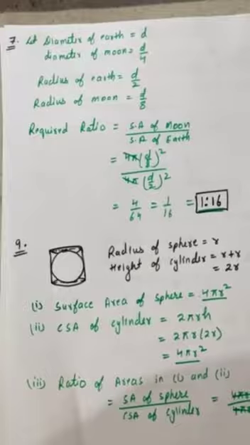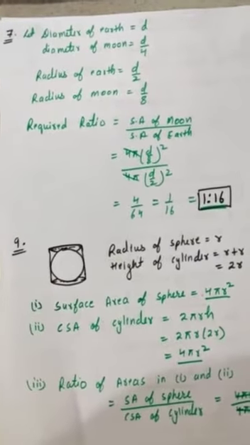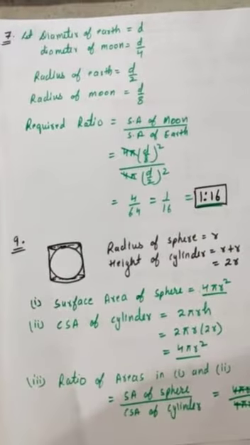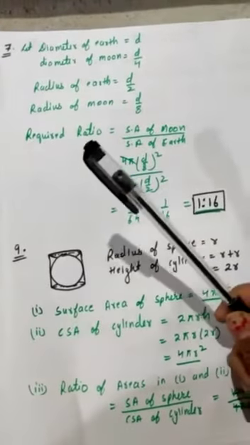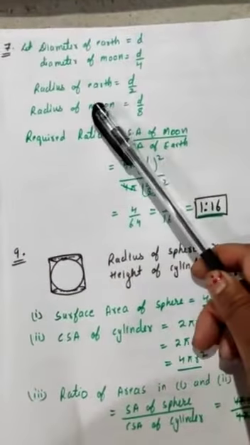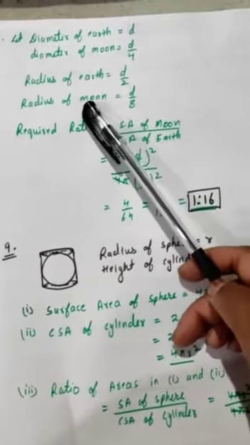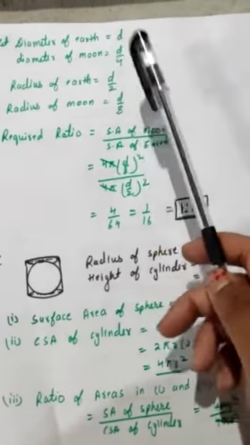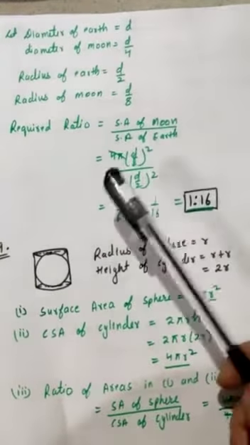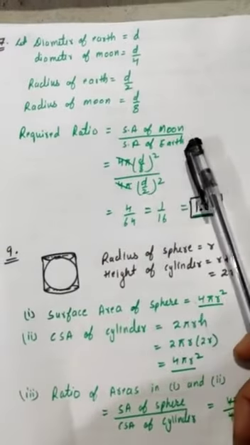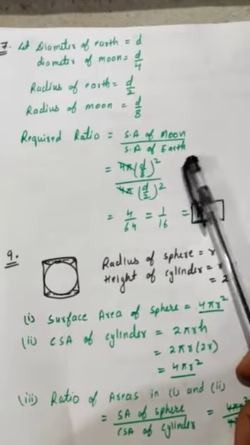Then the 6th question will be your homework, which is very simple. Now the 7th question we will see, in which it is given that the diameter of the moon is 1/4 the diameter of the earth. This relation is given to you, and you have to find the ratio of the surface area of the moon to the surface area of the earth.